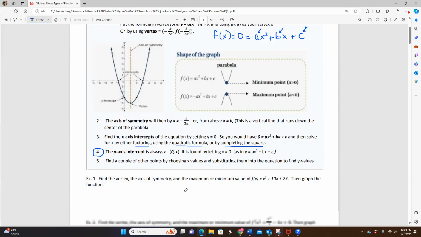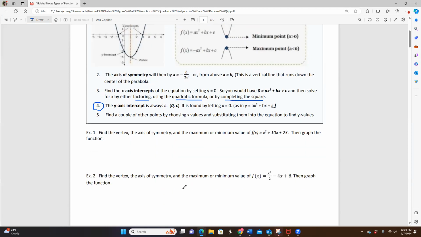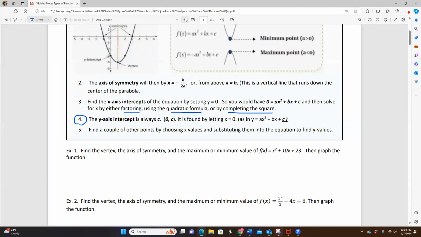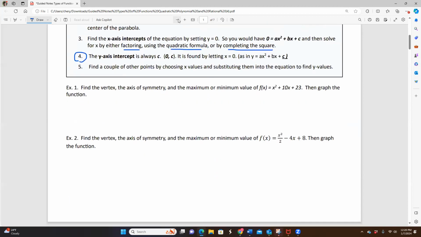Let's give this a try in example 1. Here it wants us to find the vertex, the axis of symmetry, and the maximum or minimum, and then graph the function. Make this a little bigger. So our function is, we do have all the terms on one side, so we can say that the a value here, the coefficient of x squared, is 1, your b value here is 10, and your c is 23.